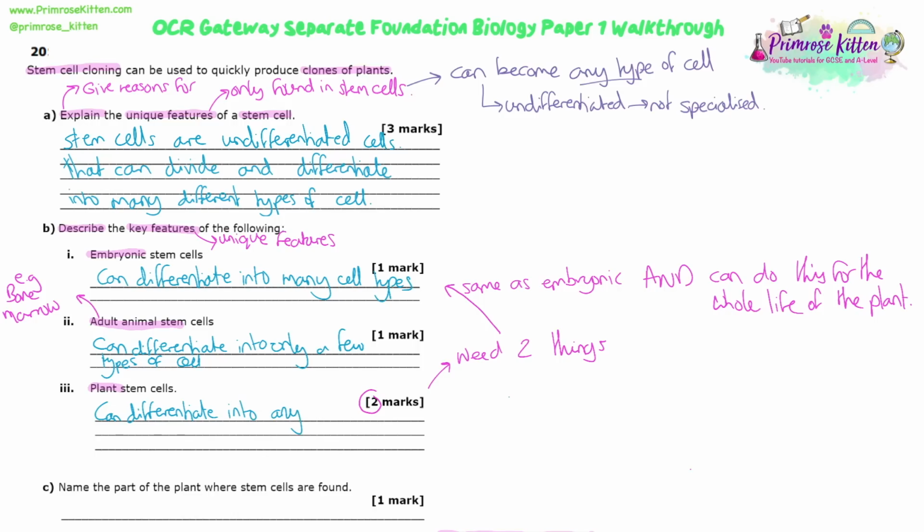So they can differentiate into any plant cell, and they can do this for the whole life, or throughout the life, of the plant. Okay, part C, name the part of the plant where stem cells are found.